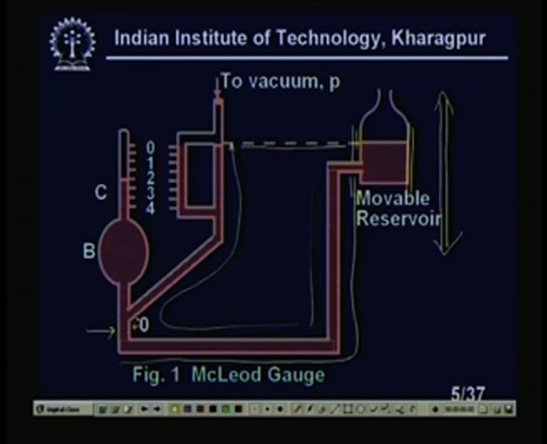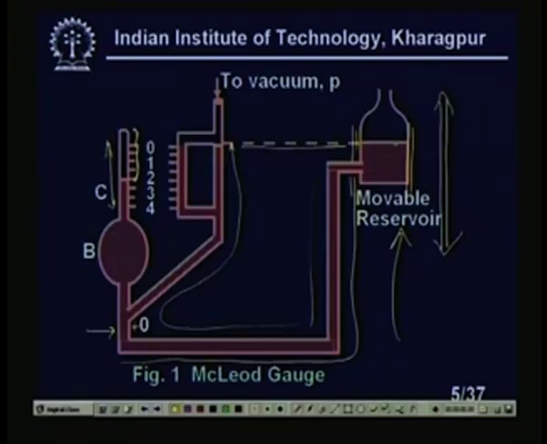Now, I push this reservoir up, then what will happen? You see the gas which is trapped inside this capillary and also the bulb, okay, will start to compress. Once it starts to compress, because it is getting compressed, it will give some pressure, for which the mercury column cannot rise to this level. Now, this blank height will be calibrated in terms of the low pressure. This is the basic principle of the McLeod gauge, right.